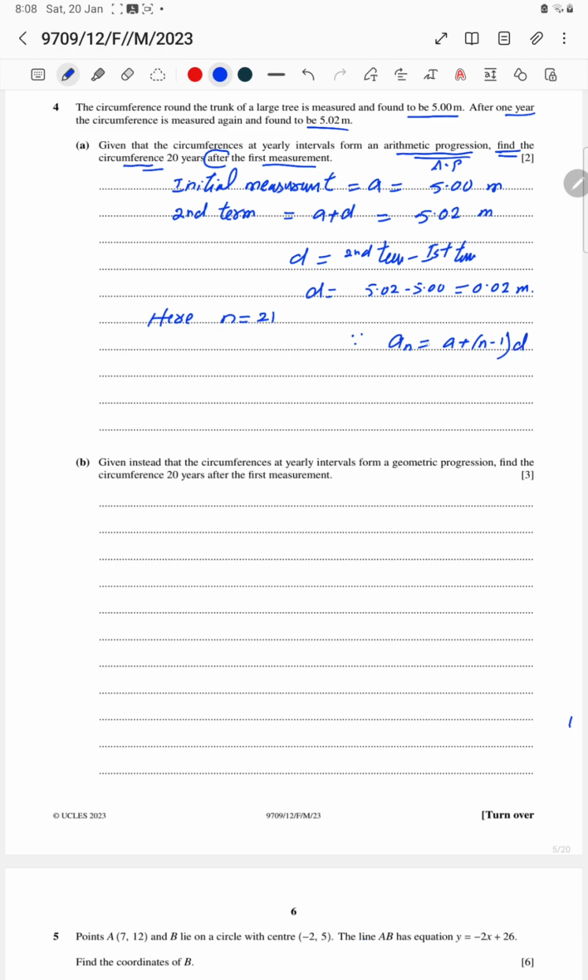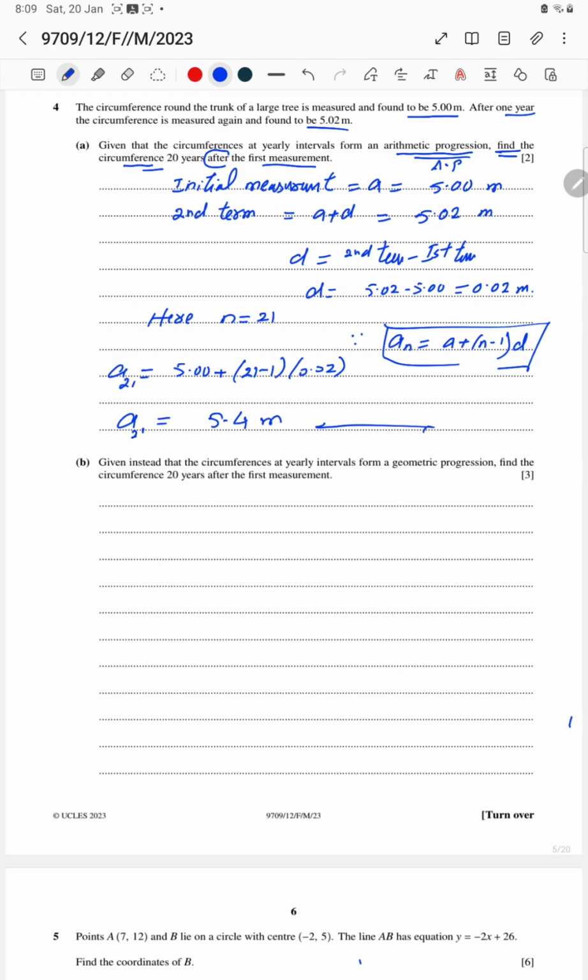Even with practice you can learn it by heart. Then apply the values here. a21 is equal to a is 5.00 plus n is 21 minus 1 times d is 0.02. So with the calculator we get 5.4. That's the answer. I hope you got it.